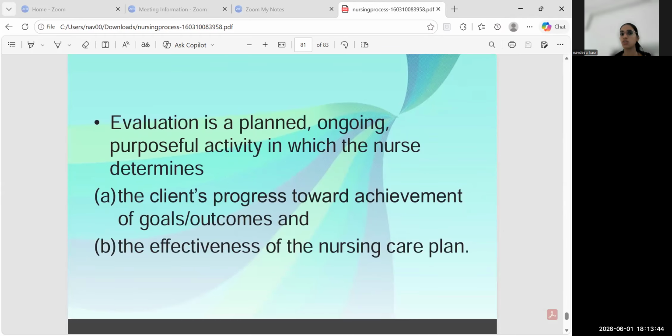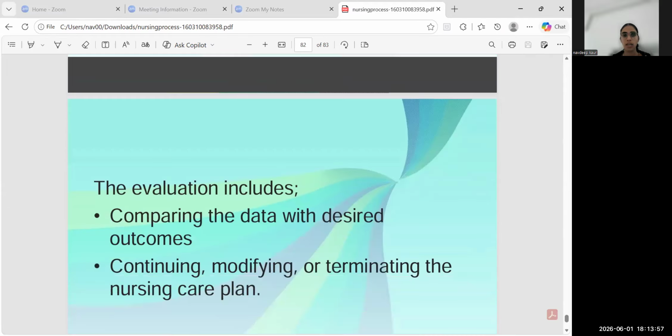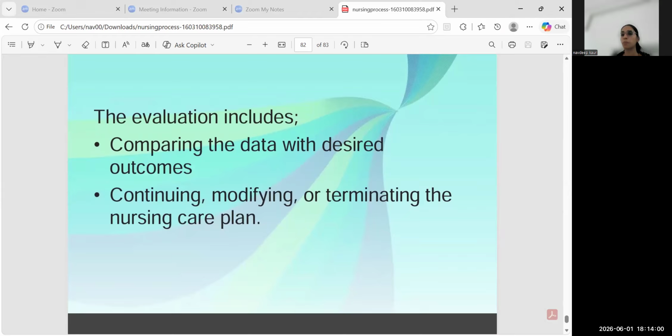Evaluation is also a planned, ongoing, purposeful activity in which the nurse determines the client's progress towards achievement of goals, outcomes, and effectiveness of the nursing care plan. And in the evaluation, we have to compare the data with the desired outcome, and we have to maintain the patient's safety, security.